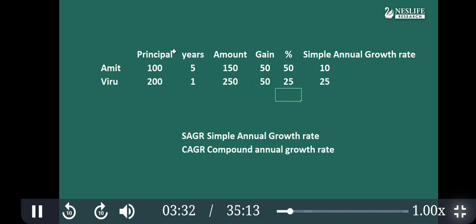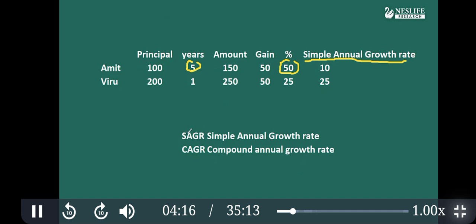So here, just as a thumb rule for understanding, I can divide this return by the number of years. For example, 50% gain in 5 years, so we can say 10% per year. Here, 25% gain in 1 year, 25% per annum return. So this is annualized. Here I use simple annual growth rate. It means whatever return I got, I just divide it by the number of years to get the simple annual growth rate. This can help you calculate quickly.